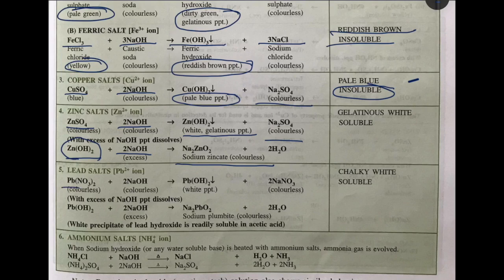Okay, next is lead salt. Now if you take lead nitrate, and again you need to put sodium hydroxide, you'll get a white precipitate of lead hydroxide, and in solution you'll get sodium nitrate. And again, when you put excess of sodium hydroxide, the white precipitate, that is lead hydroxide, will dissolve. So here you can see, and when it dissolves, what is it forming? Sodium plumbite.